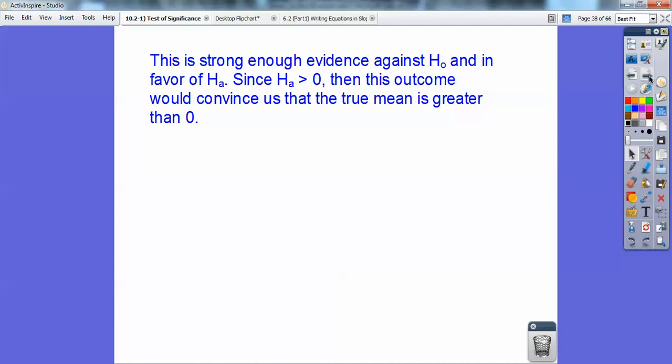Okay, that's strong enough evidence against H0 and puts us in favor of HA. Because it says that 0.0006 of the time that's going to happen. So that's strong enough evidence. It's so small that it's strong enough evidence. So we can say HA is going to be true. It's going to be greater than 0 if that was the case. Okay. So get used to this type of wording. You're going to write it down for the next probably 2 chapters.